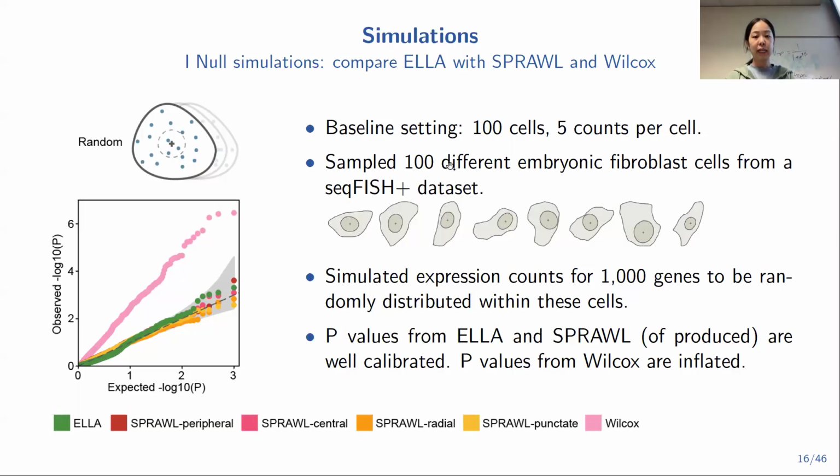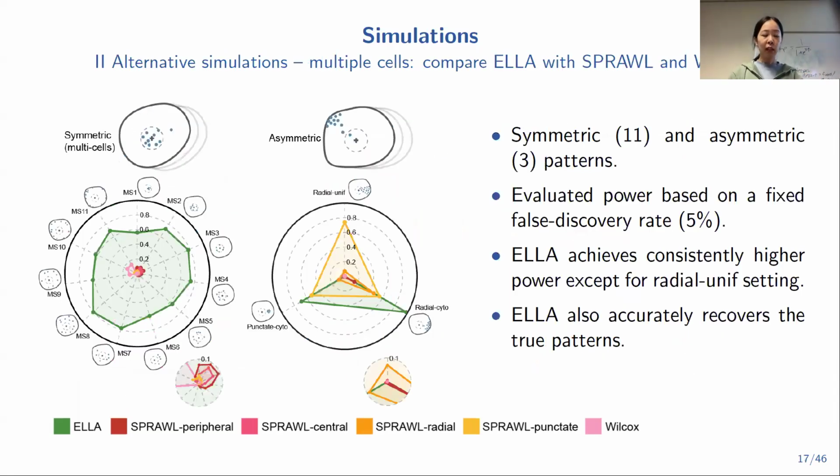So we generate the synthesized data from some real cell templates. We have quite a few replications, and we compare our method with the existing methods. For example, we find the pink method, corresponding to the Wilcoxon rank sum test, had quite a few false positives. But our method and the other existing statistical-based methods work quite well in terms of controlling the false discovery rate. And then we do some alternative simulations.